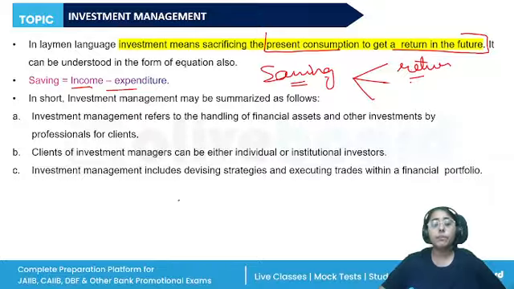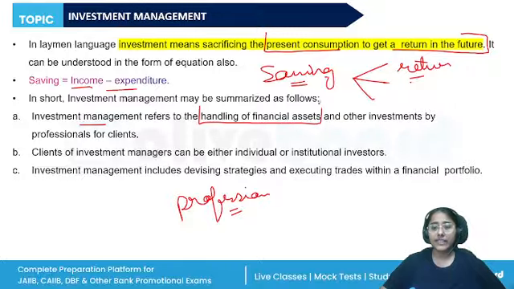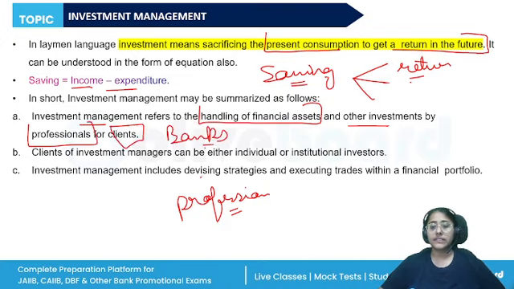Investment management is a professional service because as laymen we might not have enough knowledge or enough time to manage our investment correctly so that we can generate the maximum returns. So what we will do, we will approach a professional. Investment management refers to the handling of financial assets and other investments by professionals for their clients, and banks also provide investment management services. Clients can either be individual or institutional investors, and investment management includes devising strategies and executing trades within a financial portfolio.